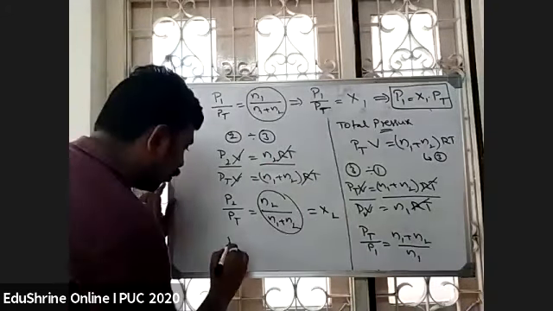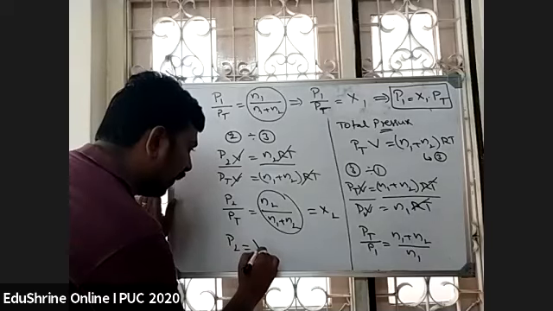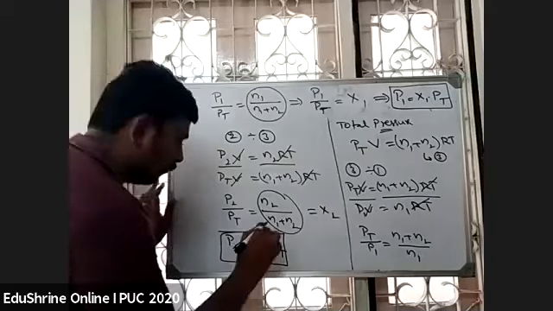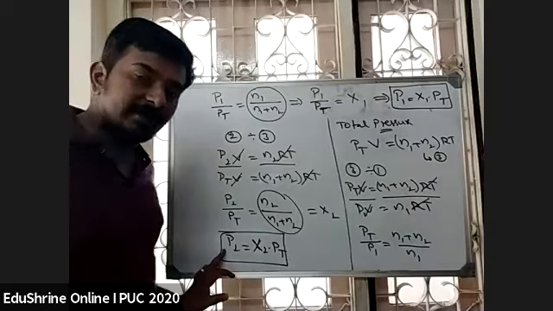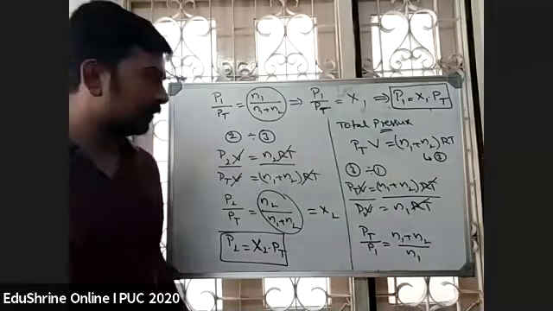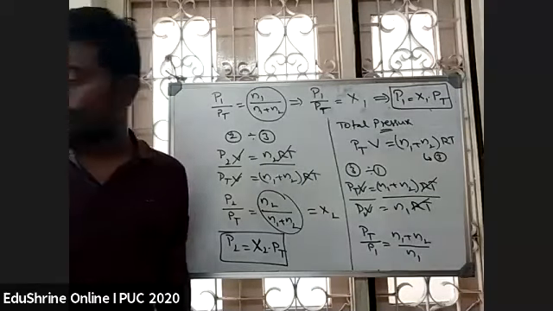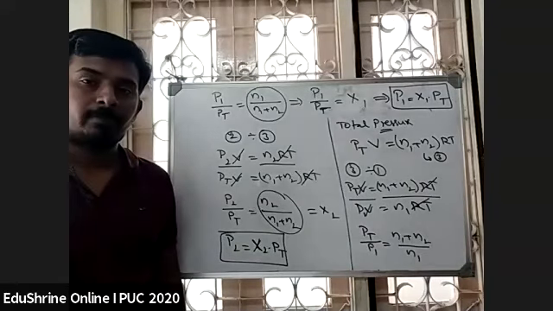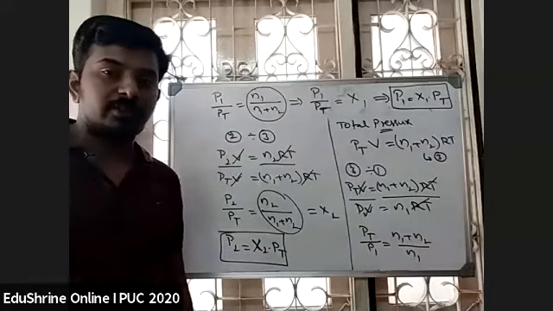So from this, what will be the value of P2? P2 value will be equal to X2 into PT. So the partial pressure of this gas will be equal to mole fraction into total pressure. So this is the derivation, students.